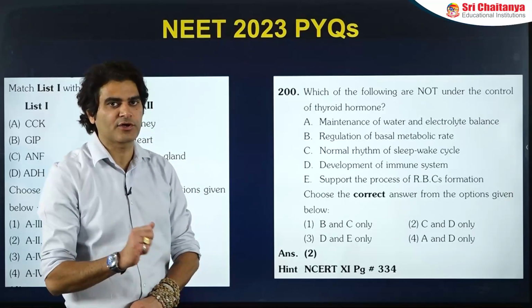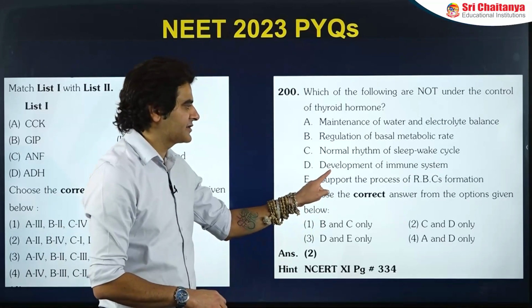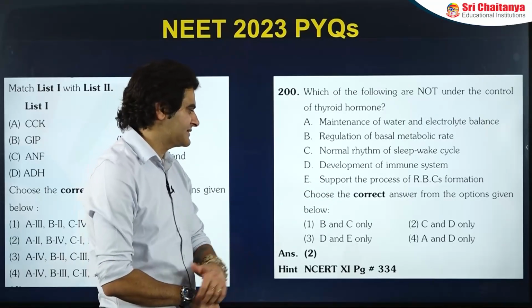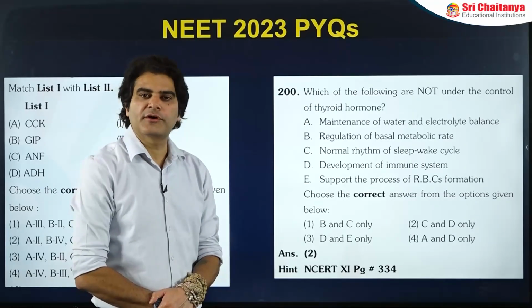That is a function of melatonin from pineal gland. Development of immune system, that is the function of thymus gland, thymosin. Support the process of RBC formation. Yes, that is basically a function of the hormone from thyroid gland.